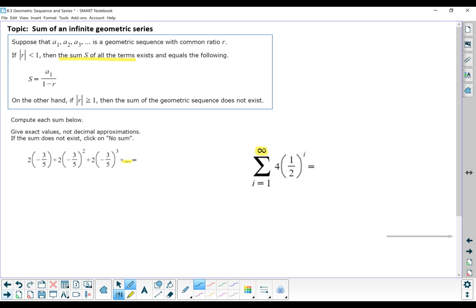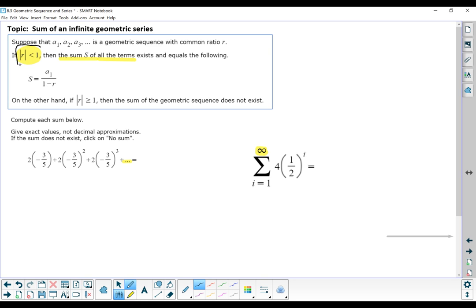Okay, so on those last few examples, we were adding up a fixed number of terms. We added up 4 terms, or 5 terms, or 9 terms, or 7 terms. Well, it's possible sometimes that we would like to add up an infinite number of terms. So if we have a geometric sequence, and as long as the common ratio's absolute value is less than 1, then we can find the sum of all of the terms, an infinite number of terms, and the sum is equal to the first term divided by 1 minus r.